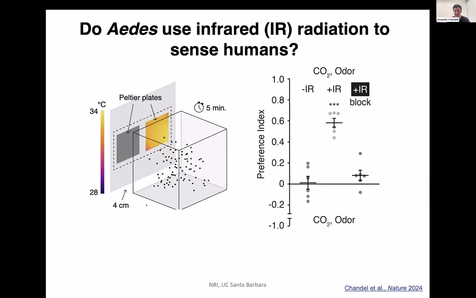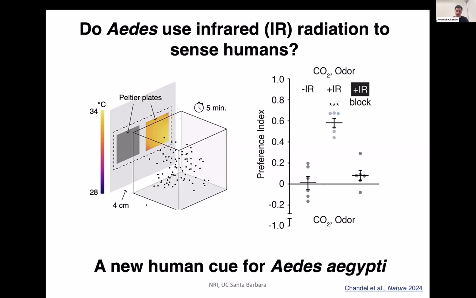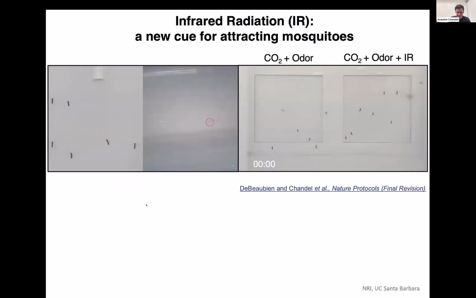We ran the assay for 5 minutes, during which we tracked mosquito activity, and we found that mosquitoes showed a clear preference for the IR-emitting side of the cage. Interestingly, when we blocked the IR radiation from the heated surface, this preference disappeared entirely. These results indicate that IR can serve as a directional cue for Aedes aegypti during host-seeking behavior. So we concluded that IR may be a new human cue for Aedes aegypti mosquitoes, which drives host-seeking behavior.